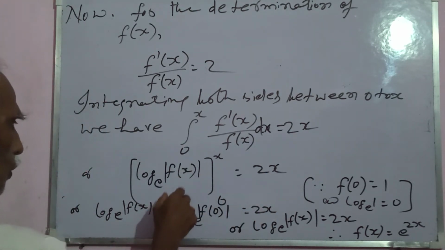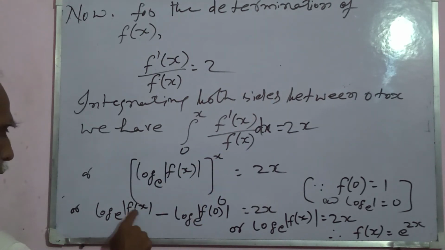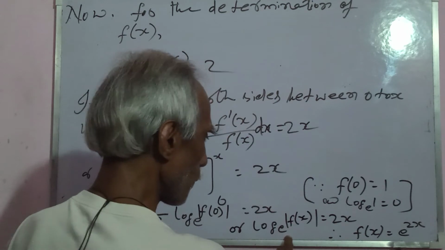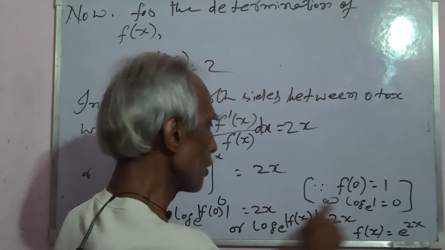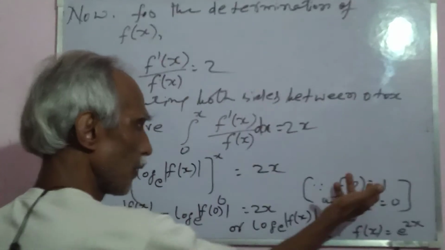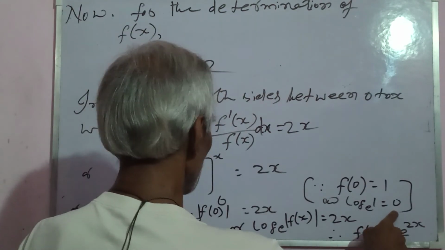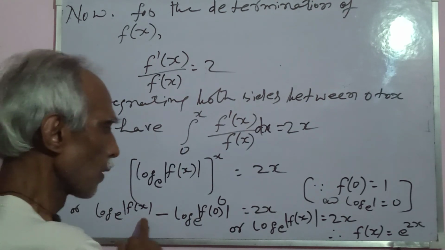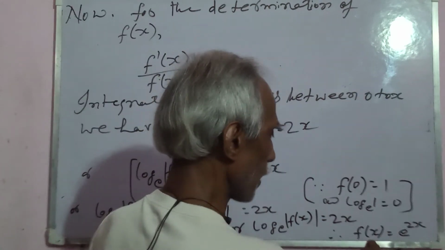Then we know that from this, log_e f(x) - log_e f(0) = 2x. Here f(0) = 1. I have proved, found out the value, f(0) = 1. And we know log 1 = 0. So this part will be 0. Then the remaining part will be log_e f(x). So I have written here log_e f(x) = 2x. And from here, f(x) can be written as e^(2x).